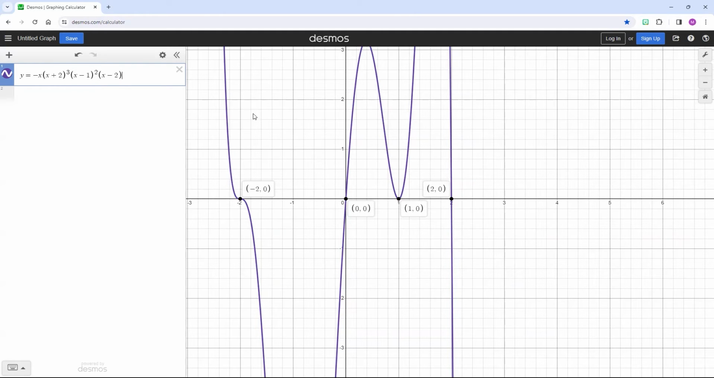We know that it's an odd number because the arrows are pointing in different directions. Or you could have just counted it from your zeros, but you just have to pay attention to the multiplicity. So this is 3, 4, 5, 6, 7. You could have counted from the turns and then added 1.